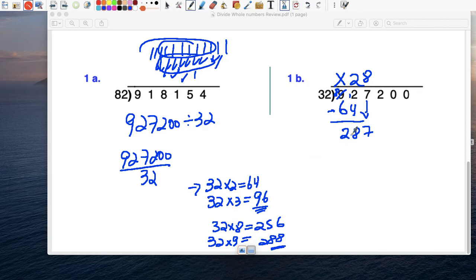8 times 32 is 256. Subtract. 7 minus 6 is 1. 8 minus 5 is 3. And bring the 2 down. Can 32 go into 312?